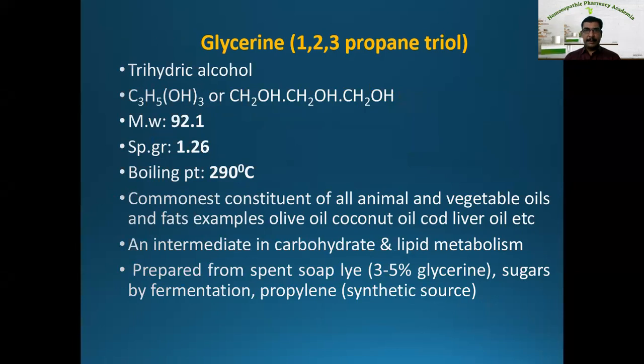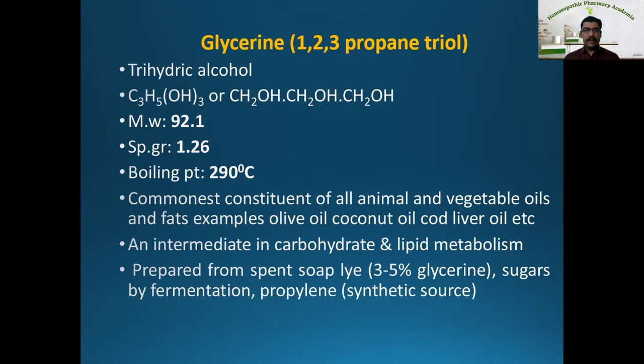Glycerin, the chemical name is 1,2,3-propanetriol. That is a trihydric alcohol. The chemical formula is C3H5(OH)3. The molecular weight is 92.1. Specific gravity 1.26. Boiling point is 290 degrees Celsius.